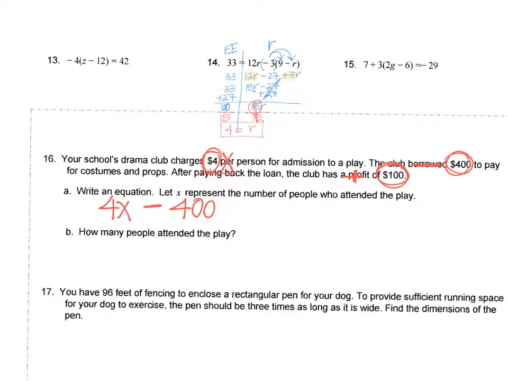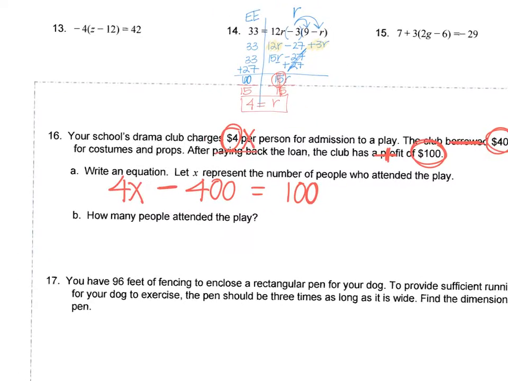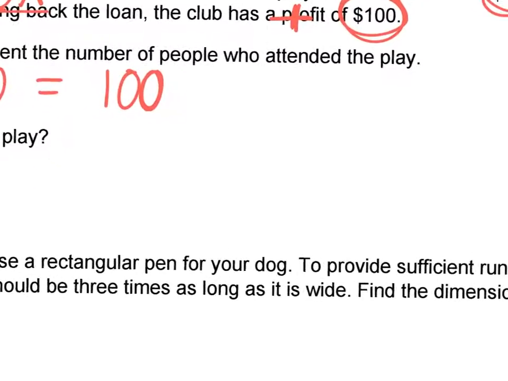And it says after paying back everything, we have $100. So all of this should equal 100. So I can figure out how many people came. And B says how many people attended the play. So that's just me solving my equation. 4x minus 400 equals 100.